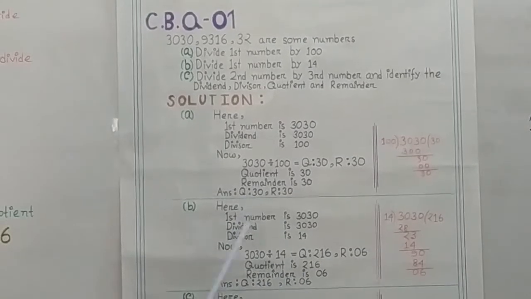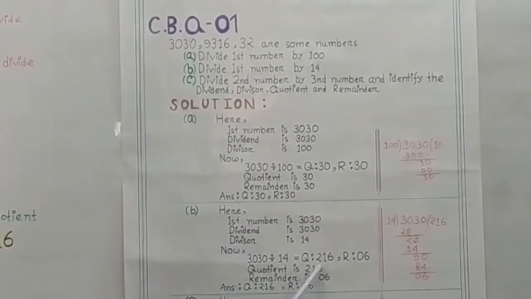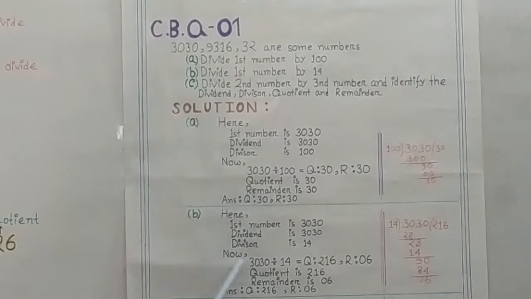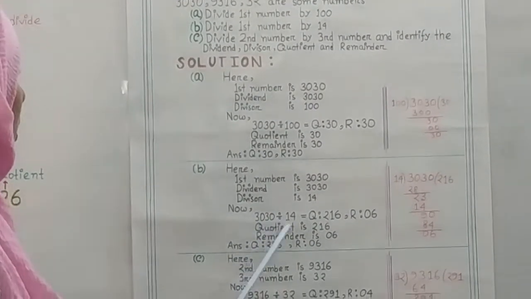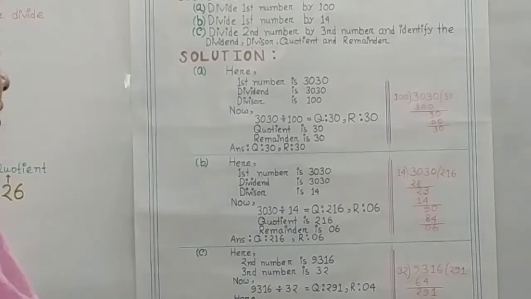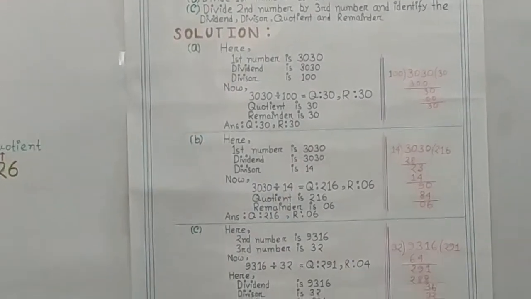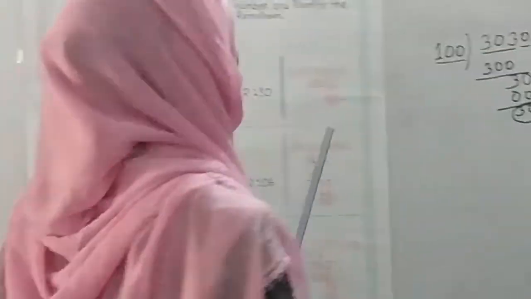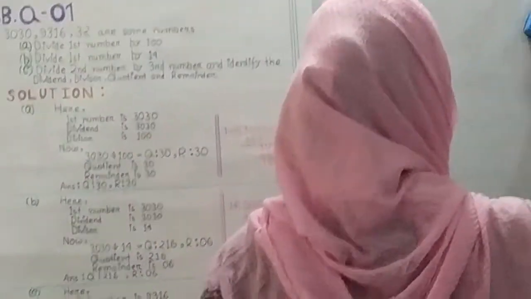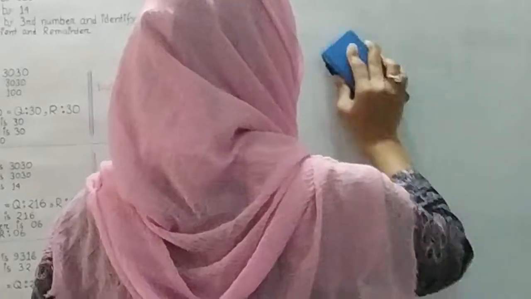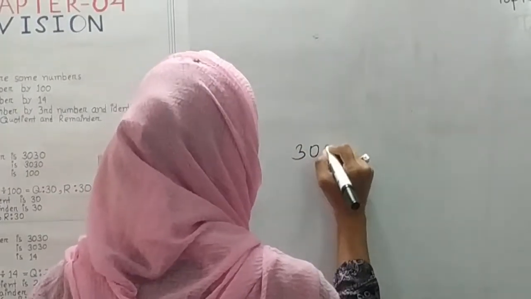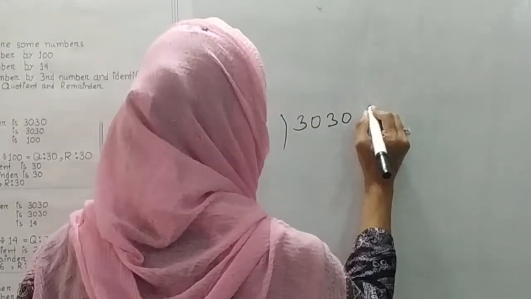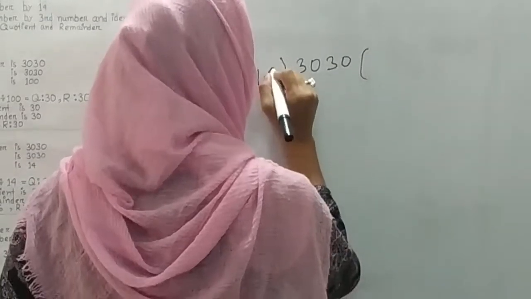our dividend and our divisor is 40. That is right here. Like the similar process of A, we write down here 3030 divided by 40. Let's do the division again. First, write down 3030 and divide it by our divisor 40.